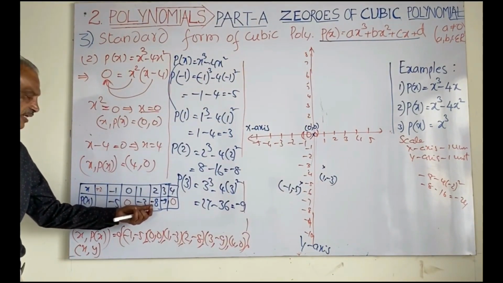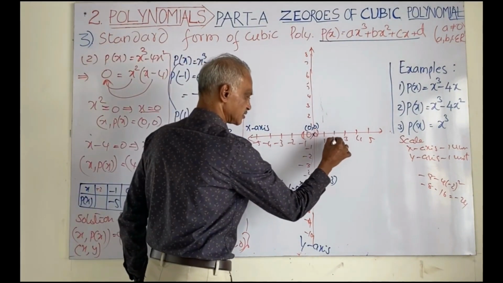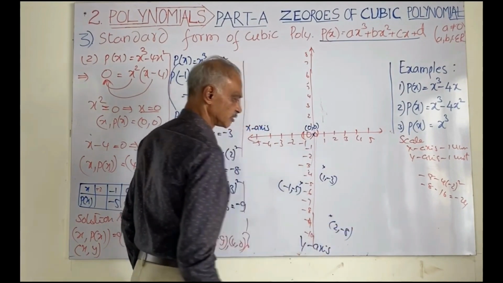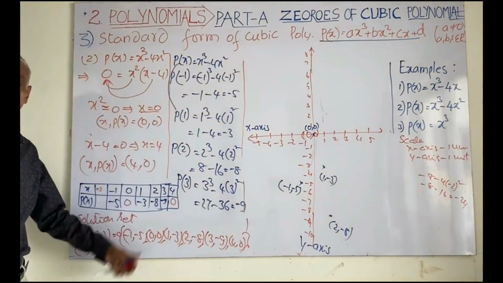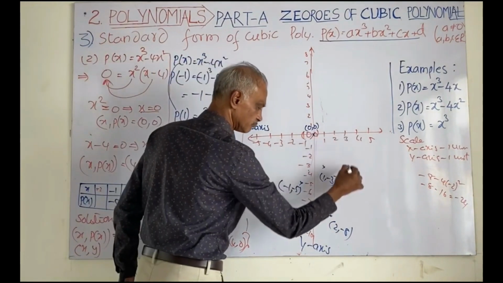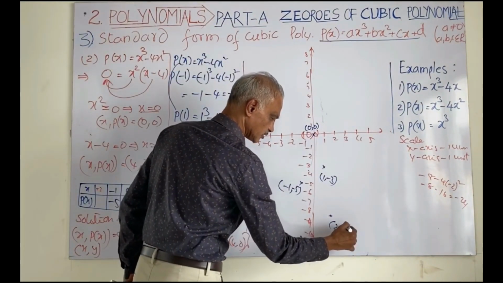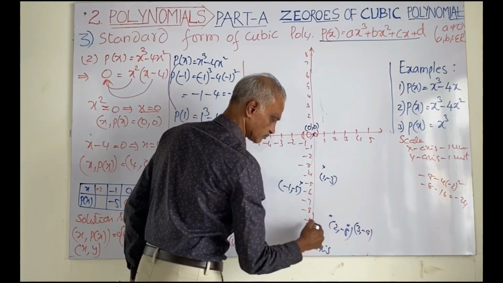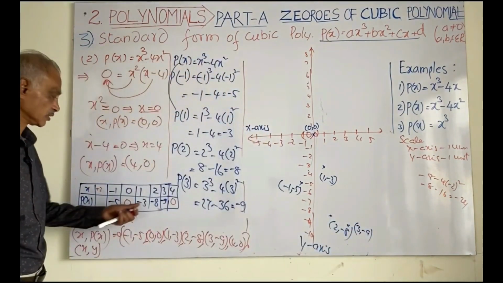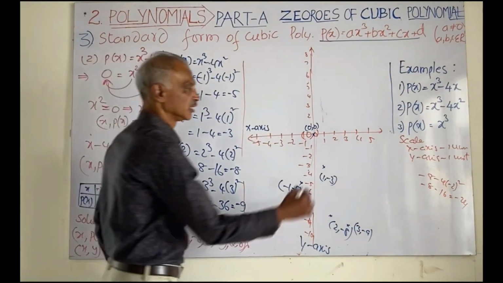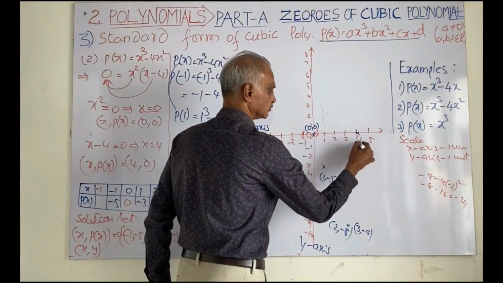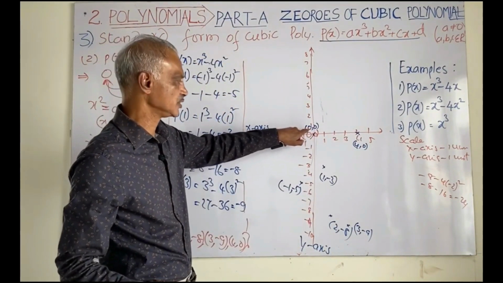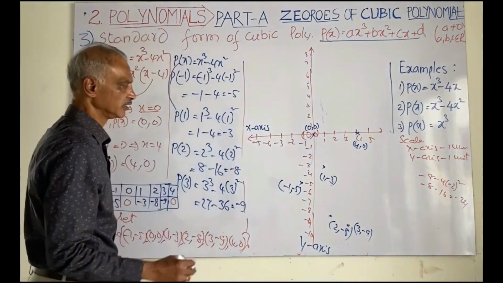2 positive, -8. 2, -8 will be here. Now 3, -9. You see, 3, -9 will be here. This is 3, -9. Like that. See, next 4, 0. 4 is the zero of the polynomial. Here, what are the zeros of the polynomial? 0 and 4. Now, draw the graph.